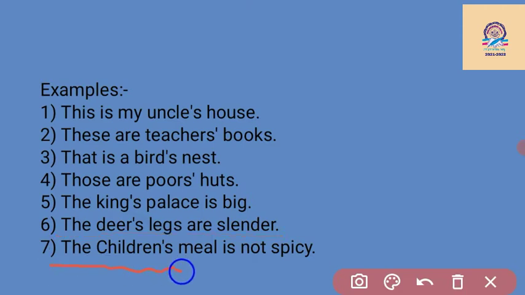The children's meal is not spicy. Here children is a plural word. Child changes into children in the plural, but s does not come in this plural noun. For such a noun we apply apostrophe s after the plural noun. So our answer is the children's meal is not spicy. The meal shows the relationship with the children. Here we are talking about the meal of the children.